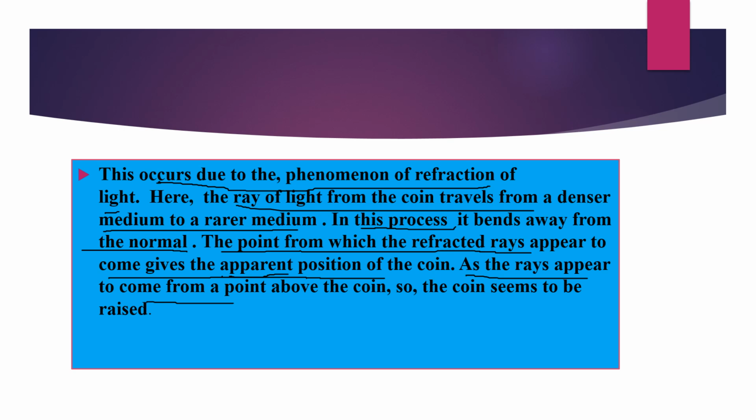So the two main factors here are: whenever a ray of light travels from a denser to a rarer medium, it always bends away from the normal, and the refracted ray appears to come from the apparent position of the coin, not the actual position of the coin. So this is the reason why the coin seems to be raised.